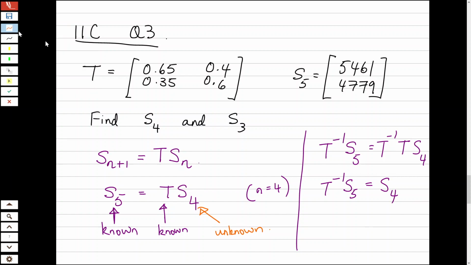Okay, so what we've shown is to go backwards in time. Instead of multiplying by T, we will multiply by T inverse. Similarly, once we've got S4, we can multiply by T inverse again to get S3. So grab that down, and then in a second, we will do this on the CAS calculator.